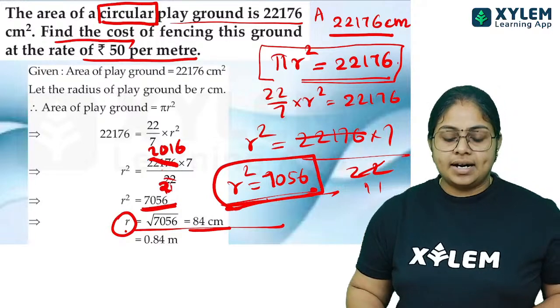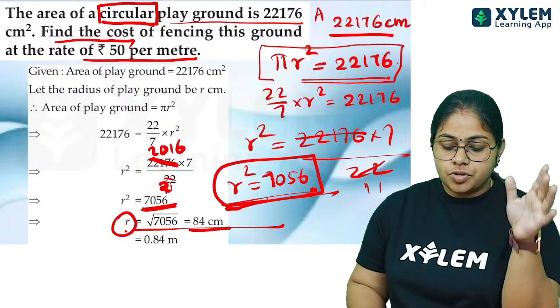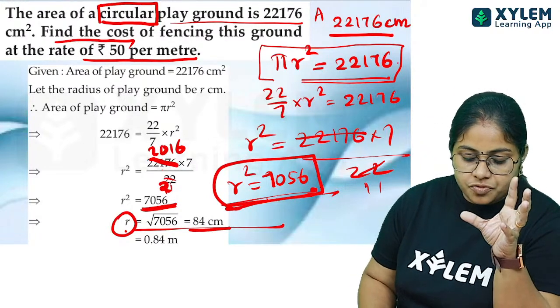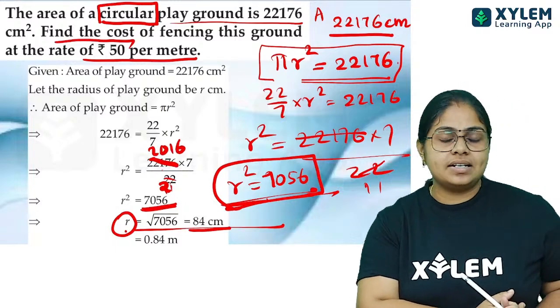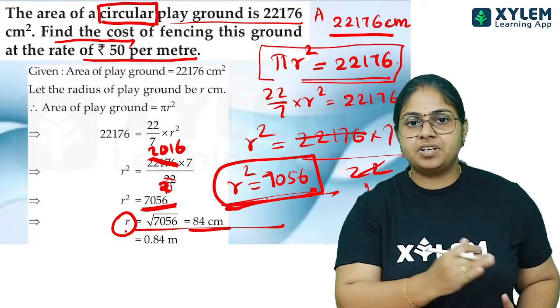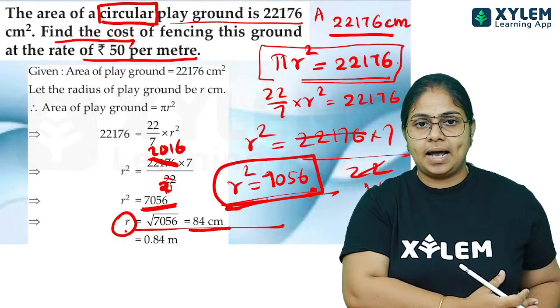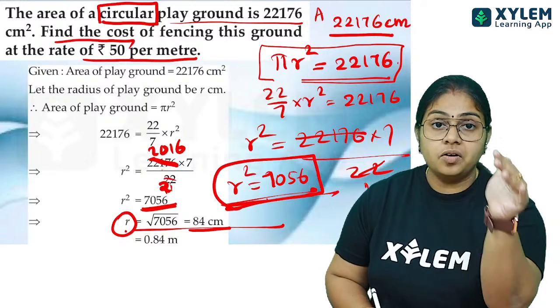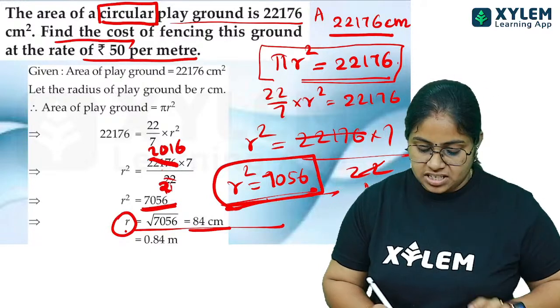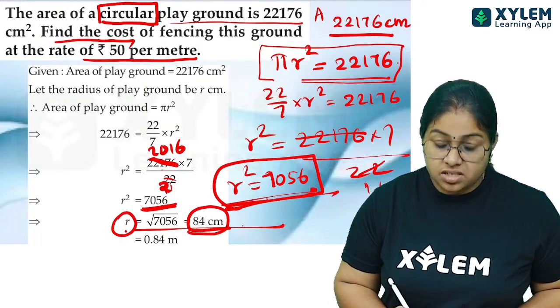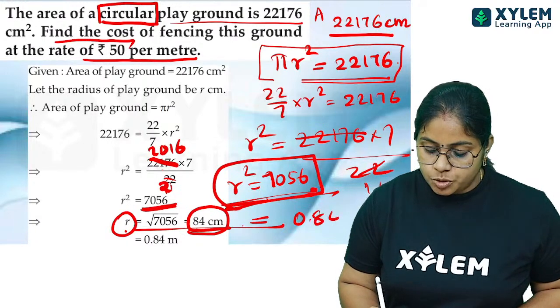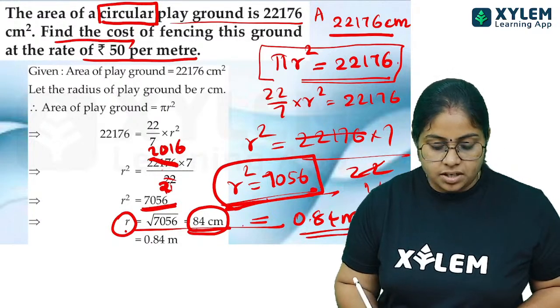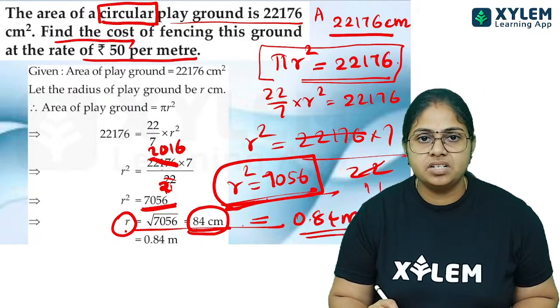ഇനി എന്താ നമുക്ക് കാണേണ്ടത്? Find the cost of fencing the ground at the rate of 50 rupees per meter. Per meterലുള്ള വാല്യൂ ആണ് നമുക്ക് തന്നിരിക്കുന്നത്. 50 രൂപ ഒരു മീറ്ററിനാണ് എടുക്കേണ്ടത് അല്ലേ. So here we have got the radius in terms of centimeters. So we must change the centimeter into meter by dividing with 100. So we will be getting it is equal to 0.84 meter. Right, 0.84 meter we are getting.